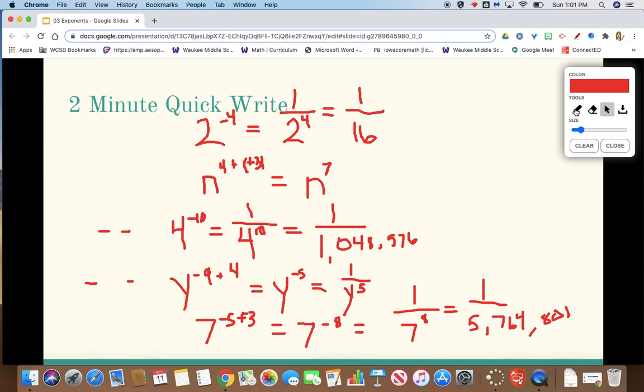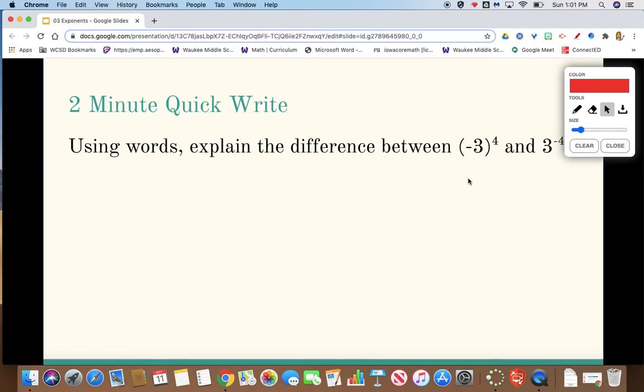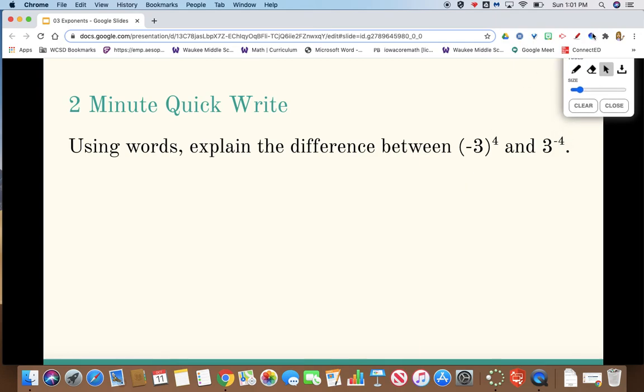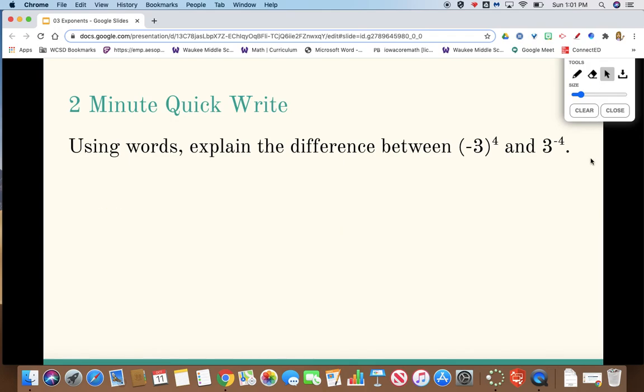All right, you guys, something quick I want you to think about. Maybe you can write this in your notebook as a quick write. Using words, can you explain the difference between negative 3 to the 4th power and 3 to the negative 4th power? Take a second, think about it, write down some ideas. Press play when you're ready to discuss.